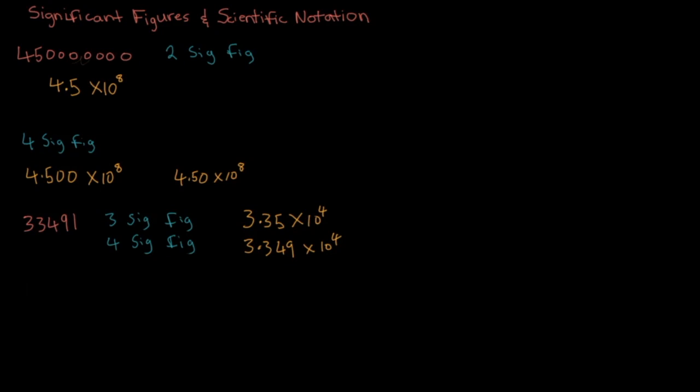So let's say we have this number. I'm just going to write another number here. How do we write this number here? 0.000211. And we want to write this number to 3 significant figures. How do we write this to 3 significant figures?